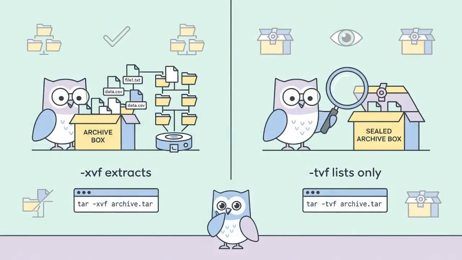Finally, the classic difference between xvf and tvf. xvf actually extracts files onto your disk, while tvf only lists the archive's contents and leaves your file system untouched. tvf is the safe dry run. Use it anytime you want to peek inside an unknown archive before committing to an extraction.